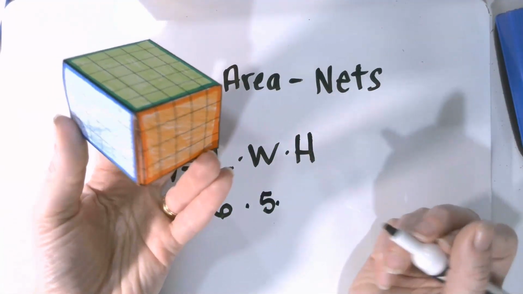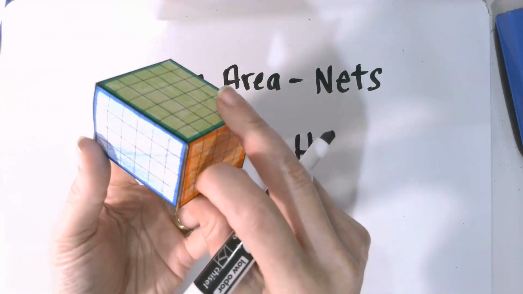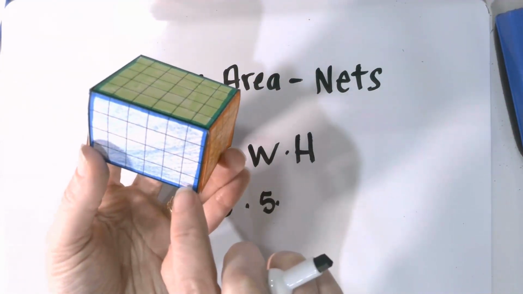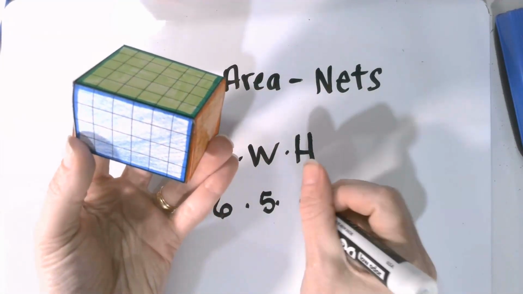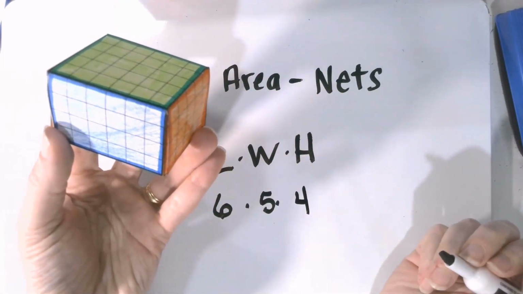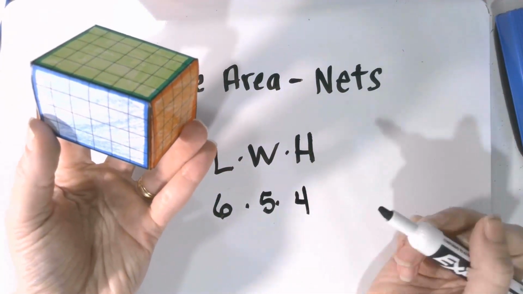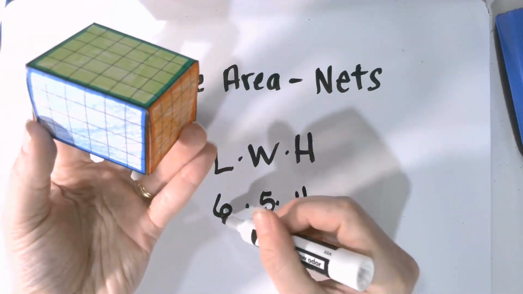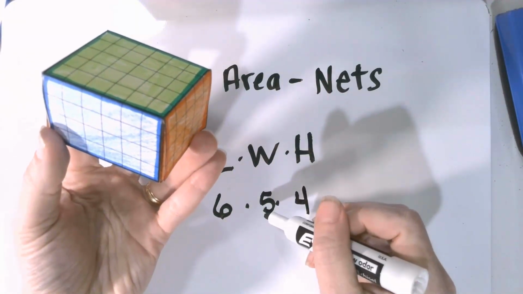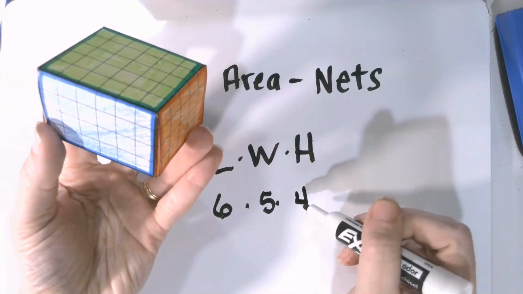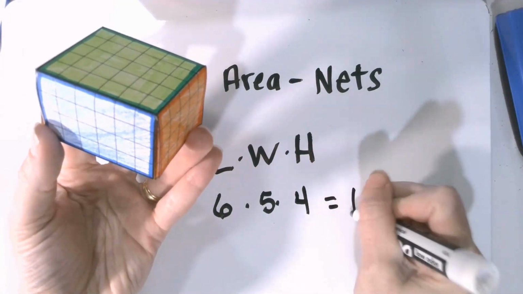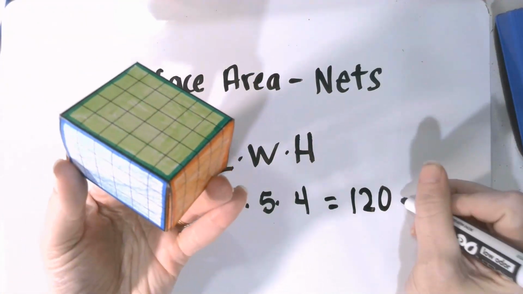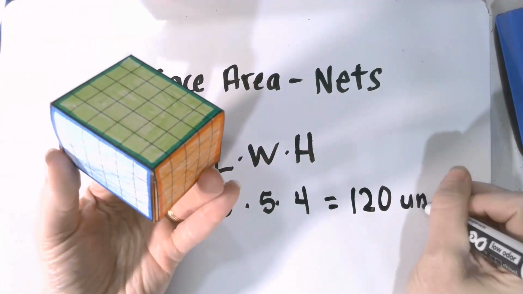Now for the height, we're going to go from the bottom edge all the way to the top, and we're going to count 1, 2, 3, 4. So this right rectangular prism has a length of 6, a width of 5, and a height of 4. Okay, so if we multiply those together, 6 times 5 is 30. 30 times 4 is 120. So our volume for this right rectangular prism is 120 units.